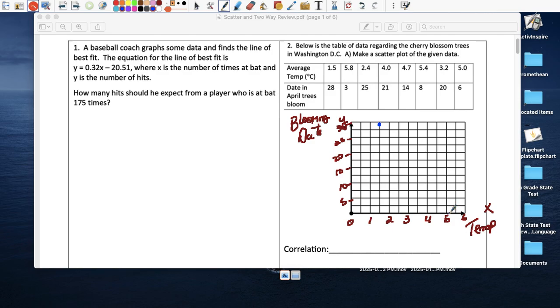When the temperature is 5.8, around there, the blooming date's on the 3rd. You'll notice that it blooms earlier, so the 3rd will be about right here. When it's 2.4 degrees, 2.4 is around here. The blooming date is on the 25th, so around this point right here. When it's 4 degrees, the blooming date is the 21st of April.